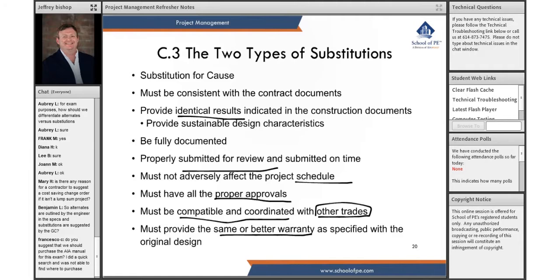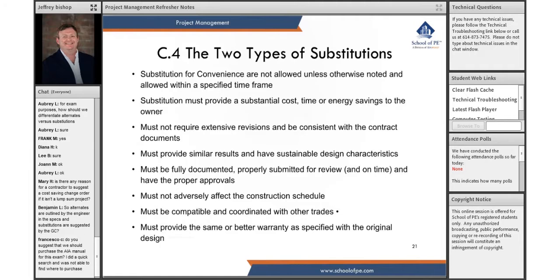We were talking about these two different types of substitutions here. So a substitution for convenience, it's not allowed unless otherwise noted and allowed for within a specified time frame. It must provide a substantial cost, time, or energy savings. It must not require extensive revisions.